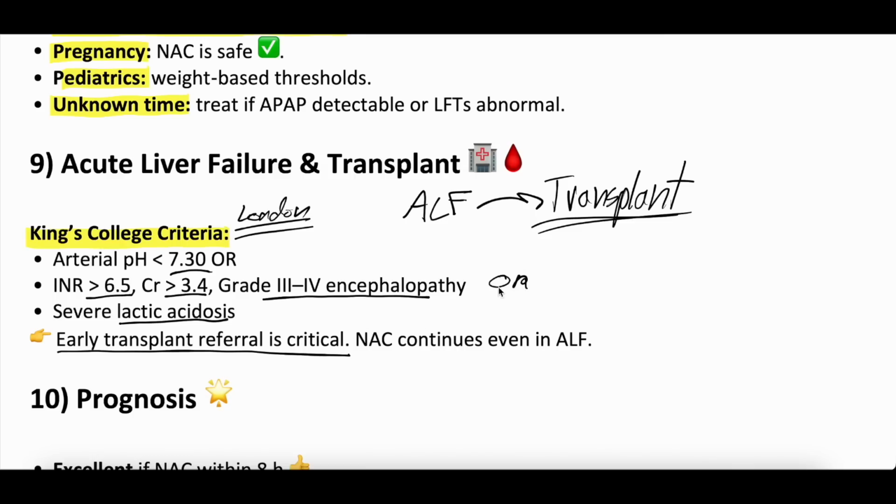So these are all or statements. So anyone who's acidemic, anyone with severe lactic acidosis, or anyone with severe coagulopathy, acute kidney injury, and hepatic encephalopathy should all get early transplant referral. And this can be critical. This can be life-saving. This might be the only therapeutic option the patient has to save their life, liver transplant.